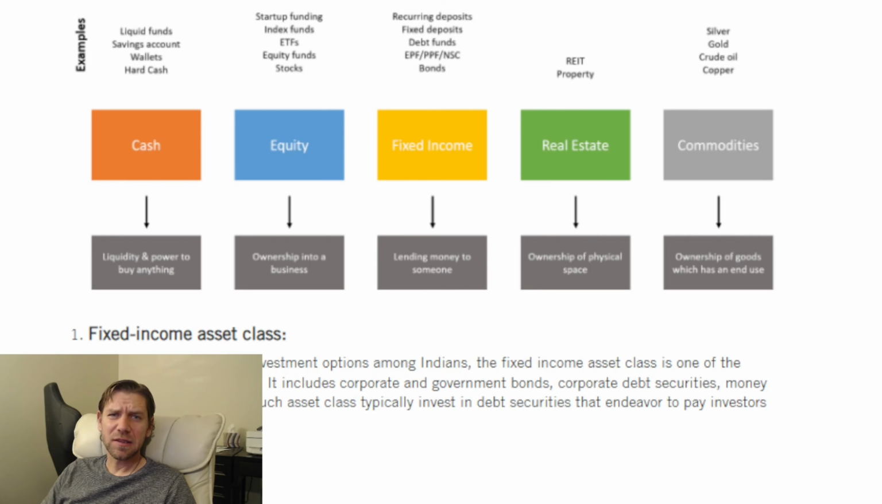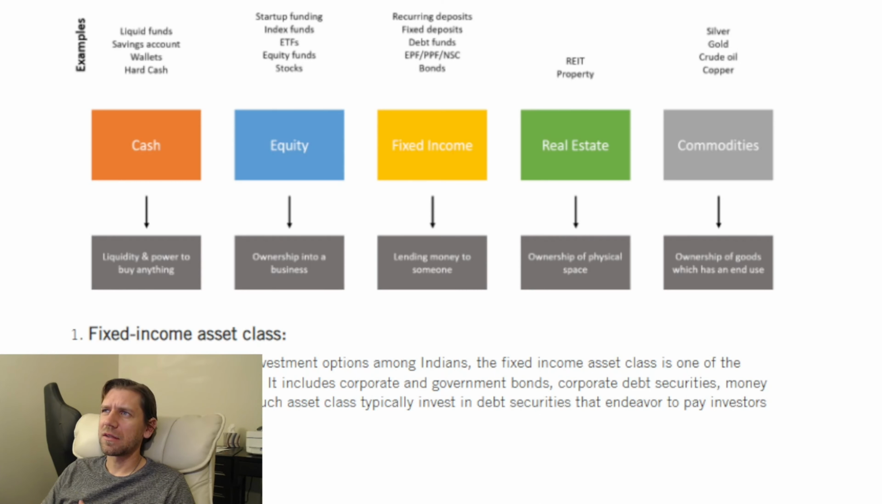Then we have real estate. The examples they have here are REITs and property. Now REIT means real estate investment trust, and property is just actual physical property you might own the rights to, like an actual house or a building of some sort, and maybe land. So that's also an asset class. It's also considered very safe. All of these are very safe with the exception of equities and the last one, which is commodities.